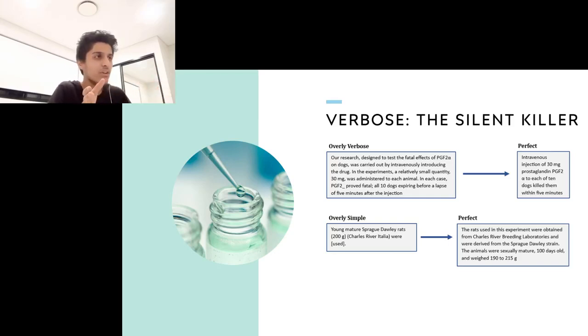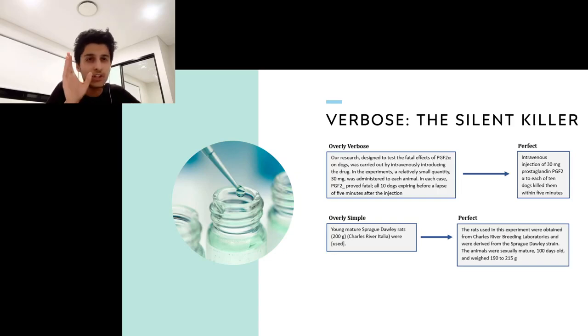Like, there's so much that we don't need. Like, relatively small quantity. No, we don't care. We just want the quantity. And intravenously, like, really, the fatal effects. Come on, most of this information we don't need. Cut it. And so then what happens when we cut it? Intravenous injection of 30 milligrams of PGF2 alpha to each of 10 dogs killed them within 5 minutes. There we go. Straight, simple, straight to the point. We get all the information.